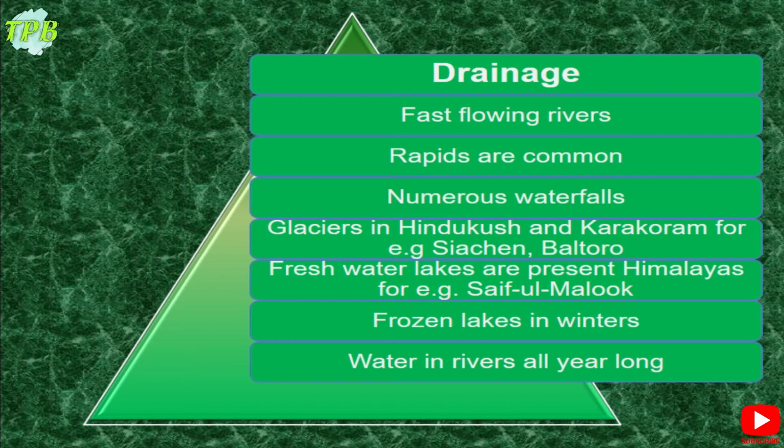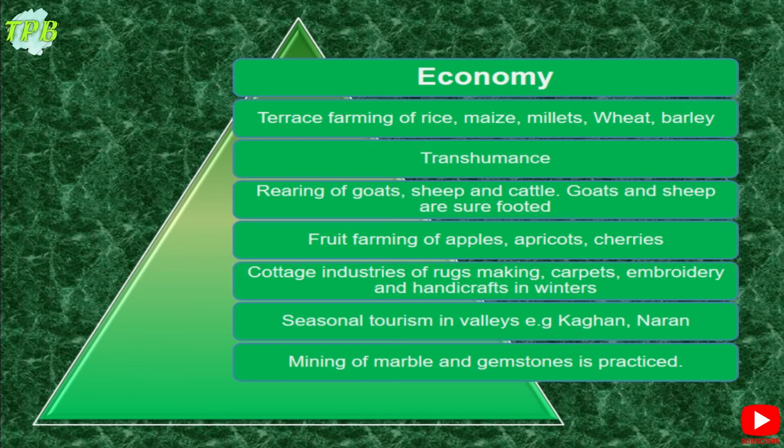These lakes freeze in winters, so the water supply from the lakes to the rivers is pretty low. There is water available all year long in the rivers. However, in winters, due to low temperatures, the rivers freeze, and in summertime, the water starts to flow at a higher rate. Last but not the least, the economy of this area.